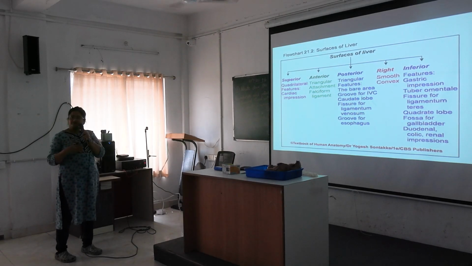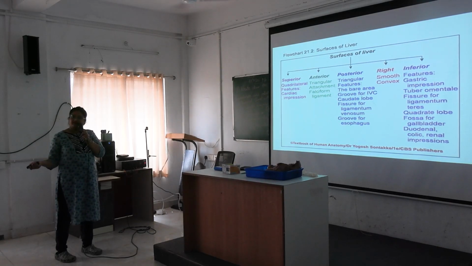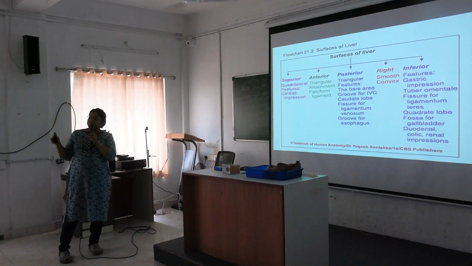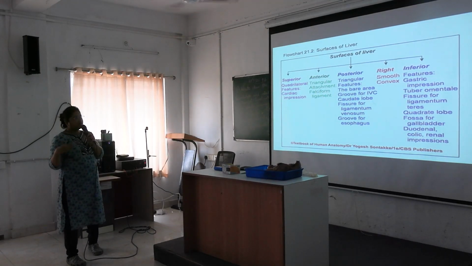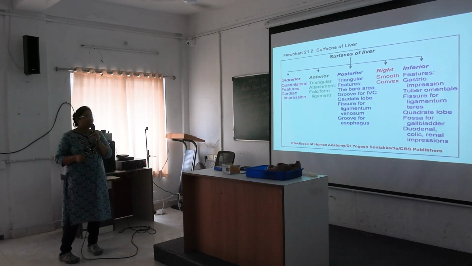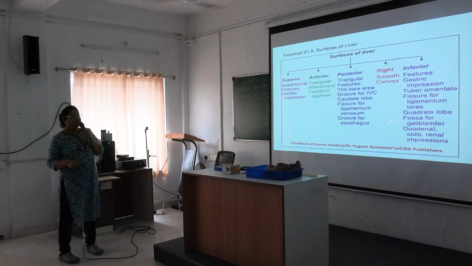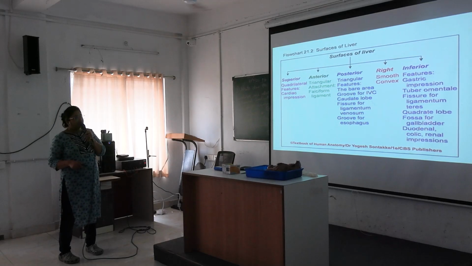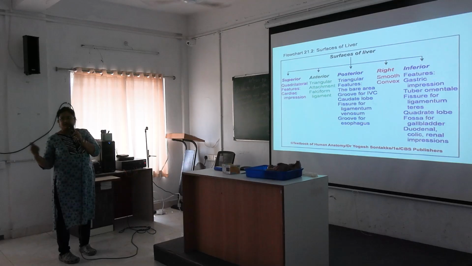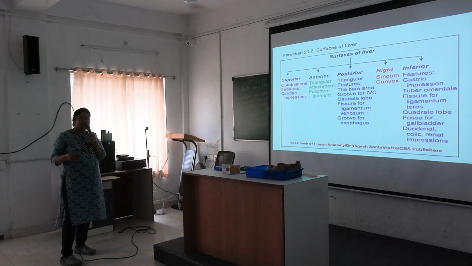You will get these impressions from left to right. Below this esophageal impression you will get the gastric impression. Next is the tuber omentale. The tuber omentale is an elevation over this surface, and it lies approximate to the tuber omentale of the pancreas. Next is the fissure for ligamentum teres, you have seen. Next is the quadrate lobe, then the fossa for gallbladder, and these impressions on the right side. Duodenal impression, colic impression, renal impressions are present. So these are visceral impressions over the inferior surface.